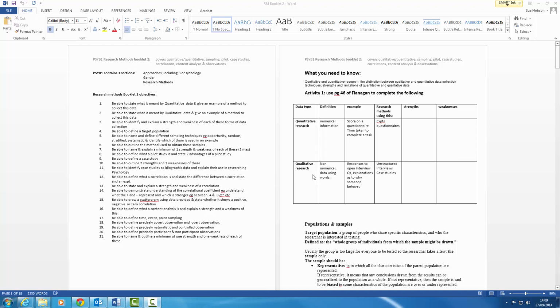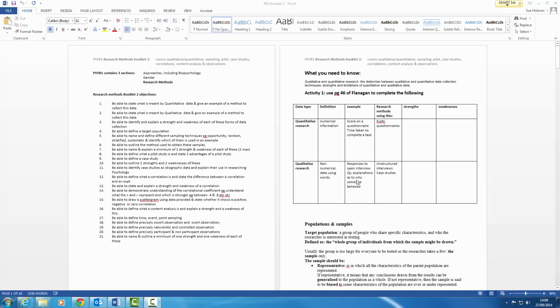So what is qualitative research? What you need to say in the exam is, I would literally just put non-numerical data, but also clarify that, but data using words. Okay, so it's data that can't be counted. It's data about how you feel or think about something.